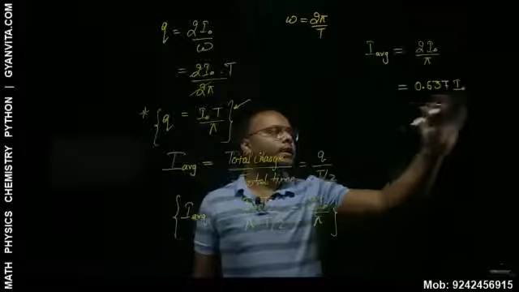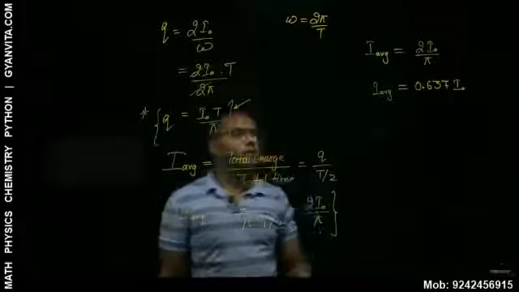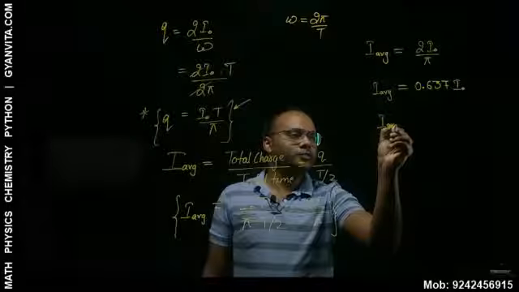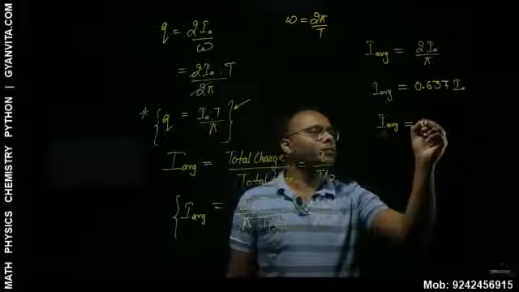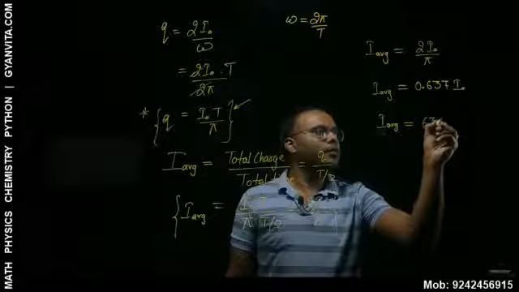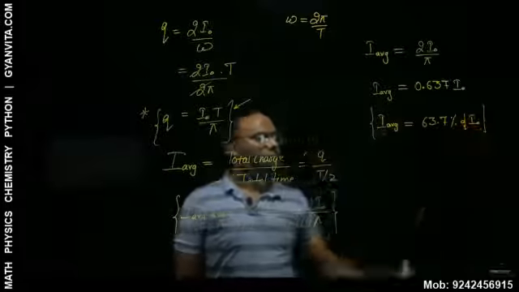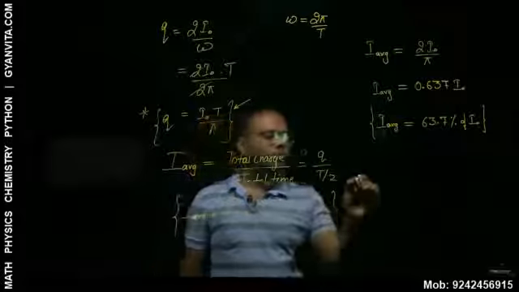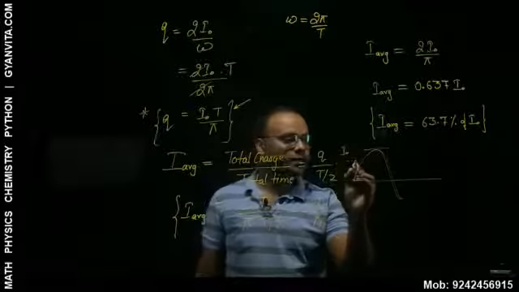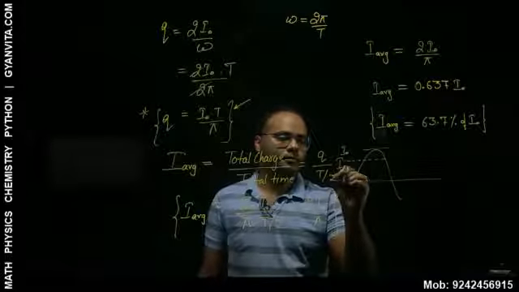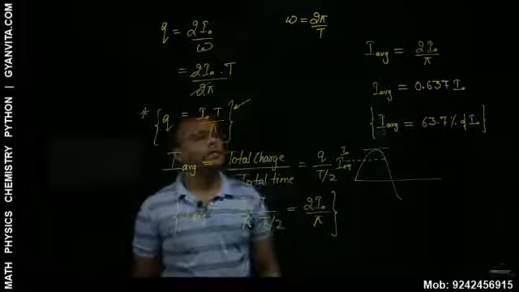So this is the exact value of I average. Or you can say that the average value of current and EMF is equal to 63.7% of the maximum or peak current, right? So if the peak current is this I naught, the average will be somewhere over here, which will be greater than half but less than the maximum, right?